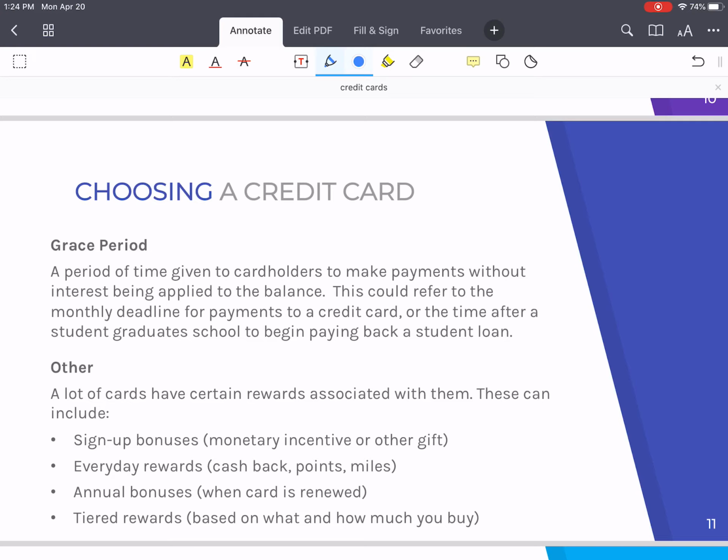So typically, in a lot of cards, you have to pay at least the interest every month in order to not procure any more fees. So that's something to keep in mind.